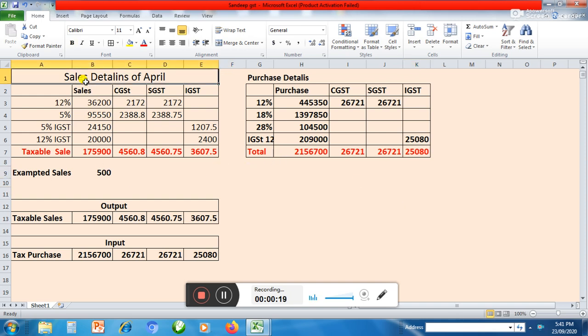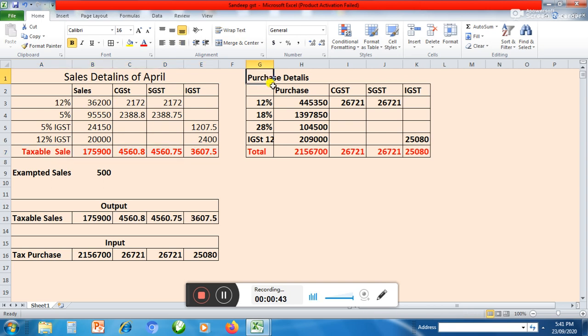Now if you see the sales detail here, this is our taxable sales, the total sale of the year, excluding your exempted sale, that is 0% sale, don't include that. So taxable sale is a sale on which the tax is applicable. This is total CGST, total SGST, and this is total IGST. All these are what? Sale means output. So all these are output.